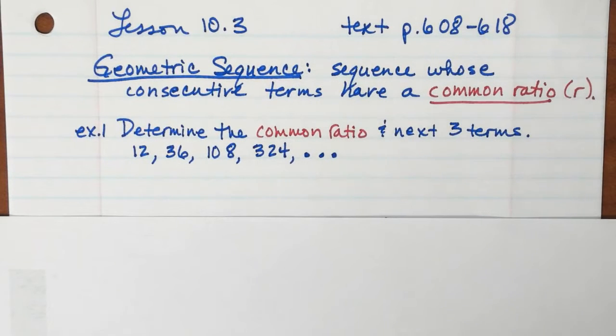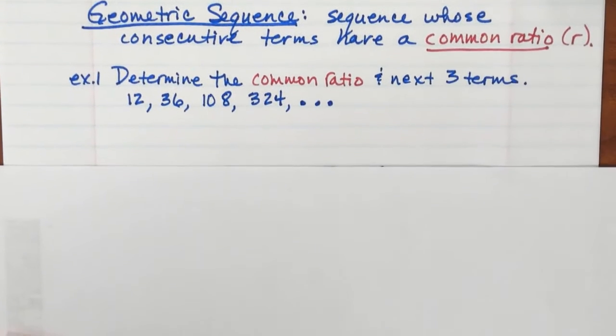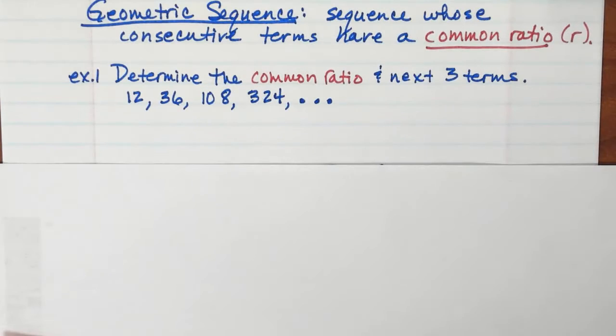A geometric sequence is a sequence whose consecutive terms have a ratio. So you're not adding or subtracting a certain value to get to the next number, but you're multiplying by a ratio. Let's look at an example. The best way to explain this is just to show you.